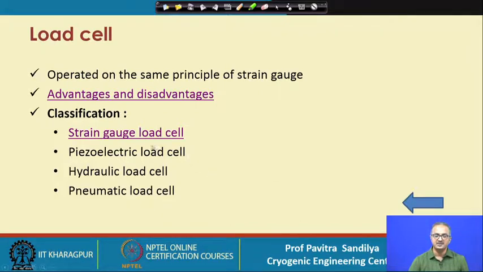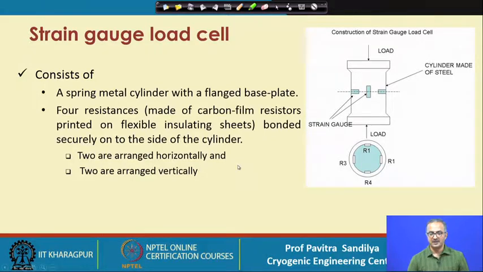Now there are various types of load cells available commercially: strain gauge, piezoelectric, hydraulic load cell, pneumatic, but essentially their working principles are almost the same. So we shall be looking into only this strain gauge load cell. Here we see how it works, and first we see the construction.